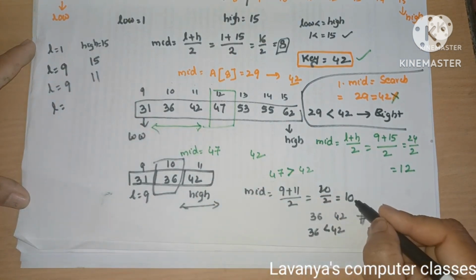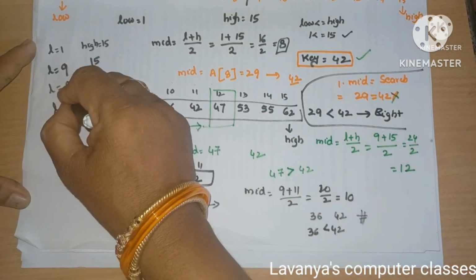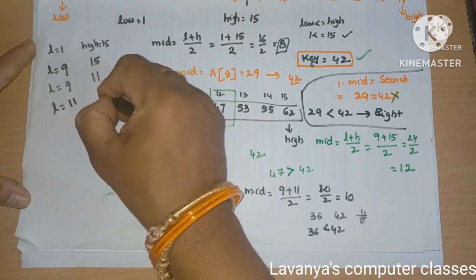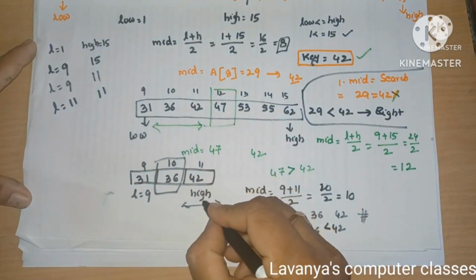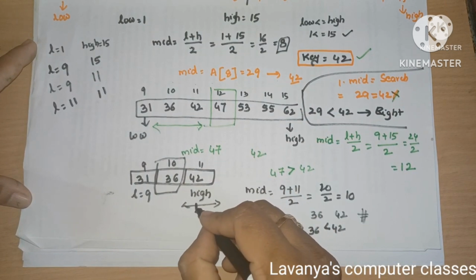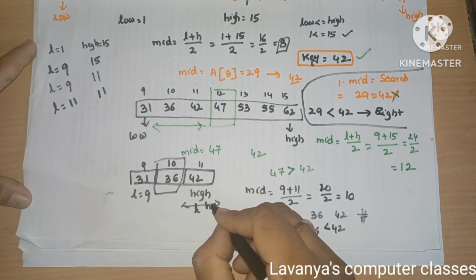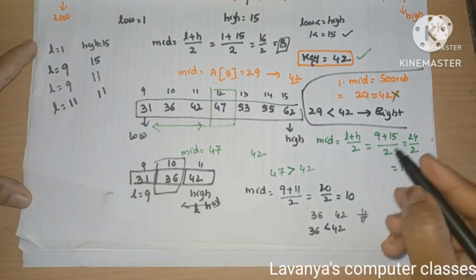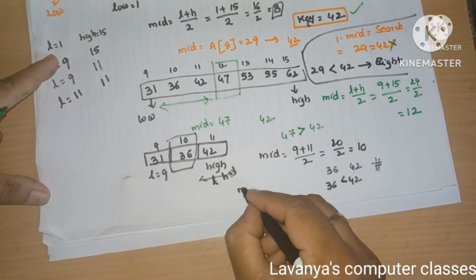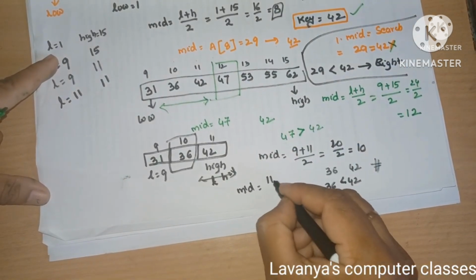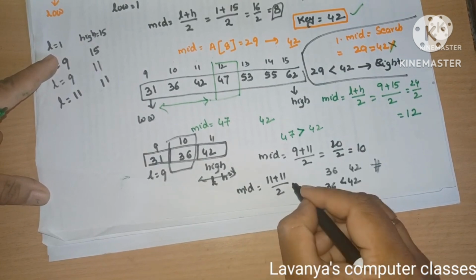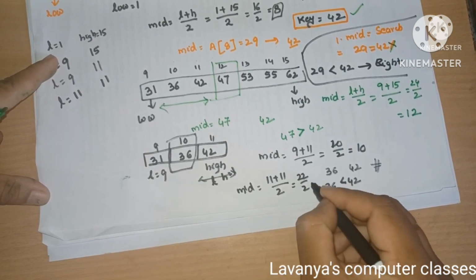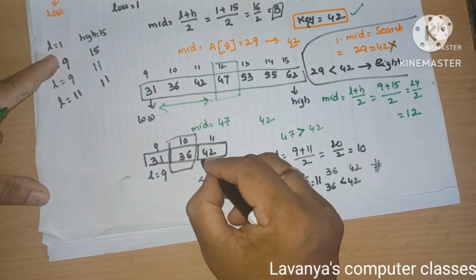So, what is your middle plus 1? Middle value is 10. 10 plus 1, 11. High, we have not changed anything. So, here only, only one thing. Low is here and the high value is here, both are the same. So, again calculate mid. Mid is equal to 11 plus 11 by 2. That is 22 by 2. That is 11.